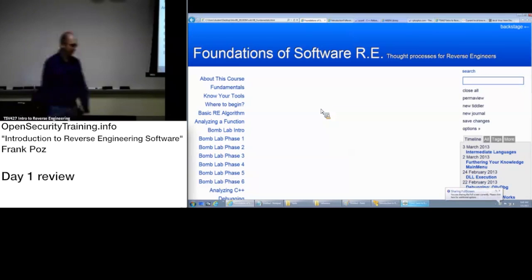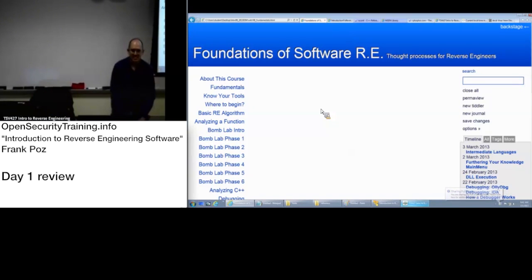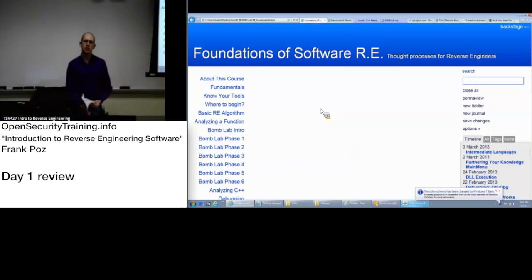Okay, so what did we talk about yesterday? Anyone? Bombs. What is reverse engineering? What was the equation? Algorithms plus data structures equals reverse engineering. Equals fun. Equals programs. Programs are algorithms and data structures. So if you know how to identify algorithms and data structures in the assembly, then you know how to reverse a program. At least that's my hypothesis.